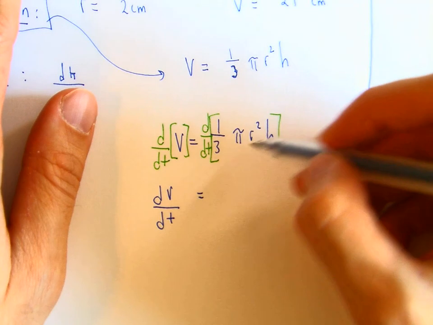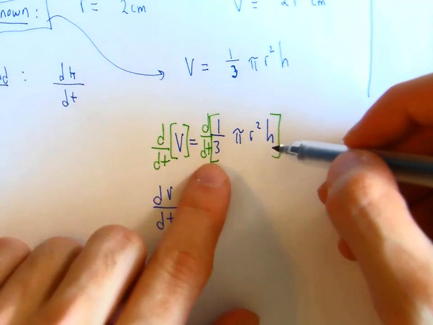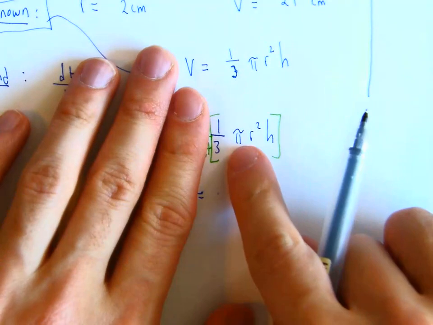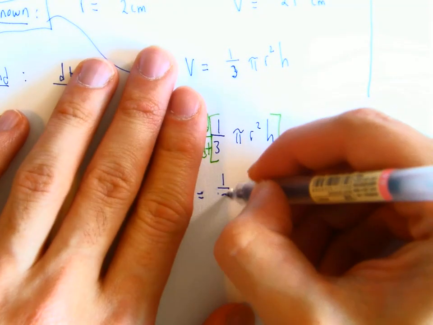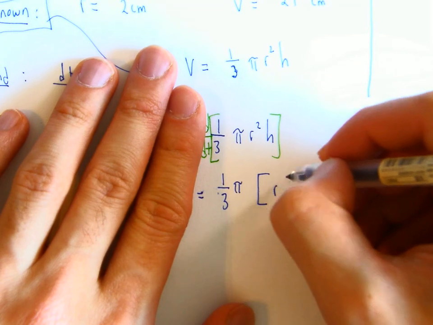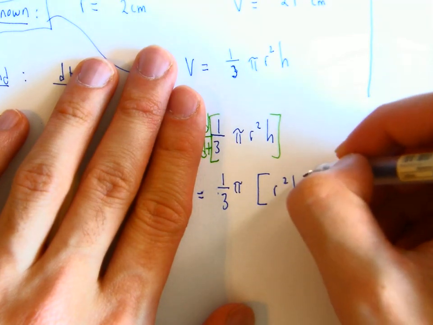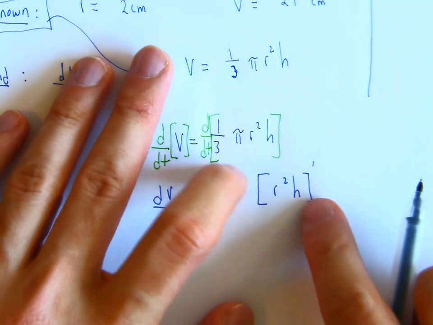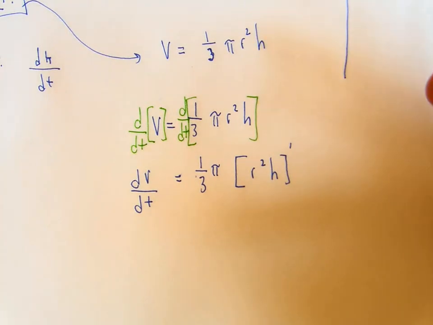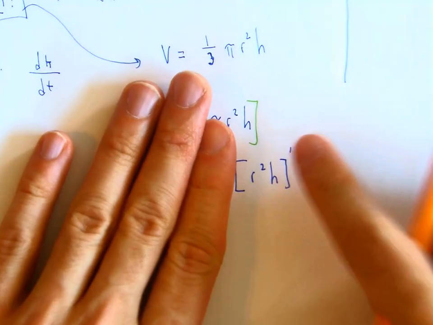Notice, how are we going to take the derivative of this? Notice that the 1/3 pi, this is a constant. So this just stays over here on the outside, okay? So 1/3 pi. And now we want to take the derivative of r squared times h. Now, how do we take the derivative of this? What I want you to do is pause and think about it. How would you take the derivative of this function of r squared and h?